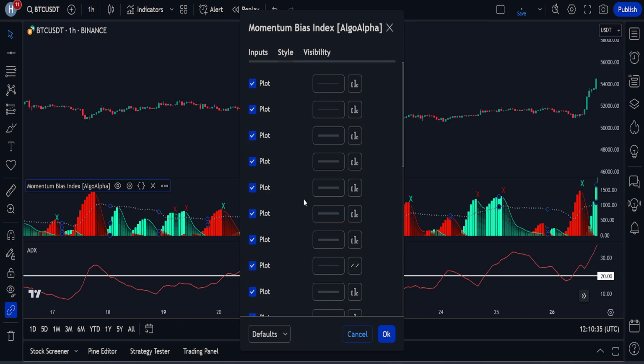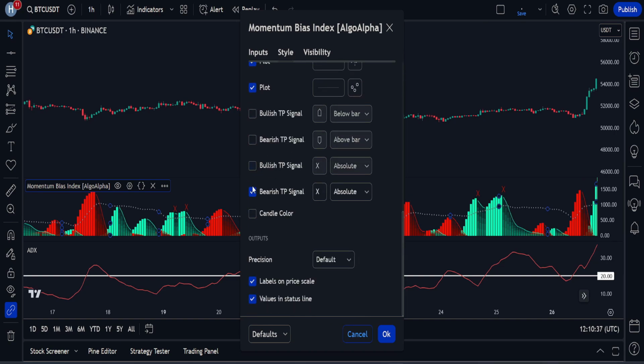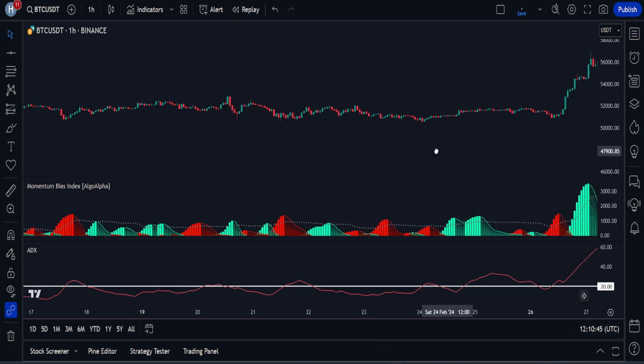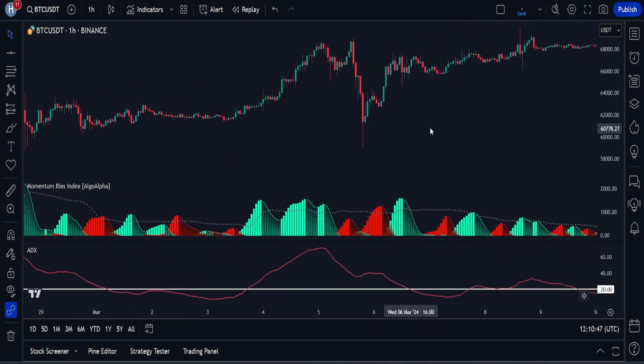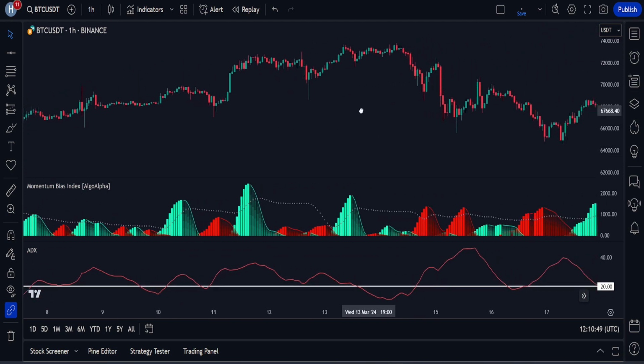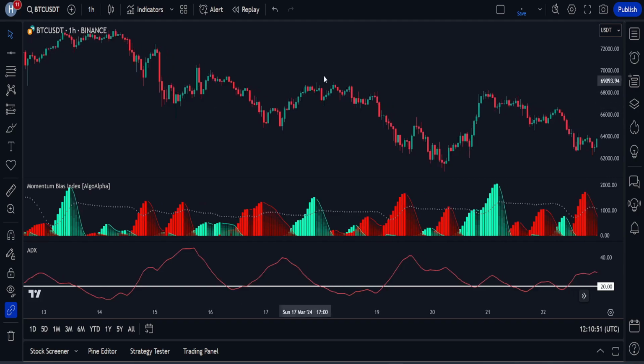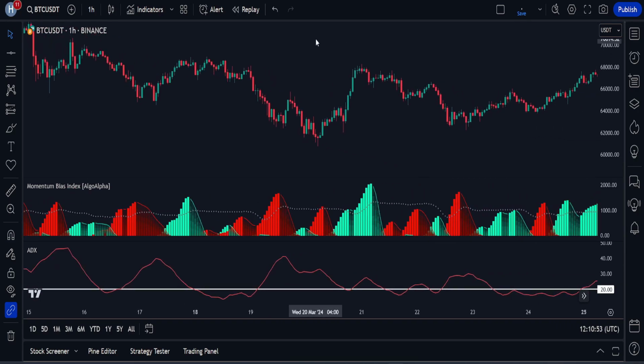So we will open the settings of this indicator from here. In the Style section, we will disable the bullish TP signal and the bearish TP signal because we're not going to be using these options in our trading strategy. Now you can see our chart looks exactly like the trading chart I showed you at the beginning of this video. So now that our chart is set, let's go through the complete rules for entering a buy and sell trade using this strategy.